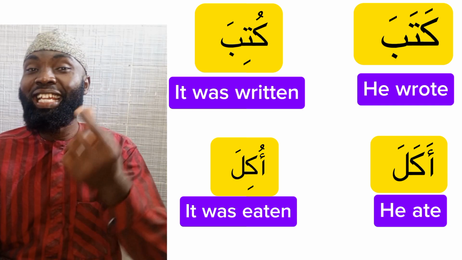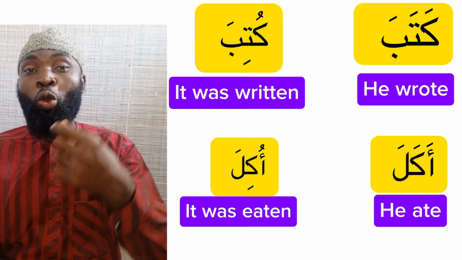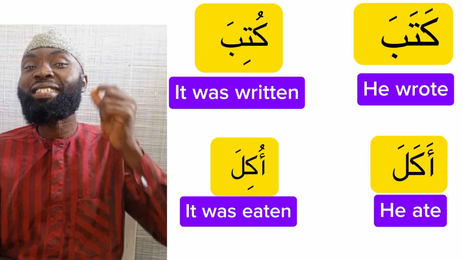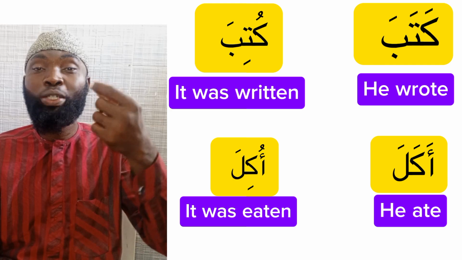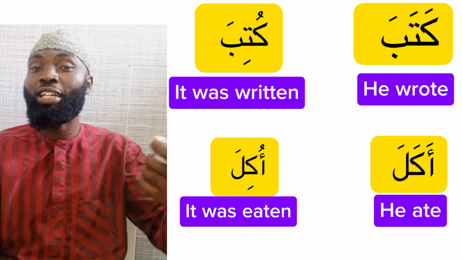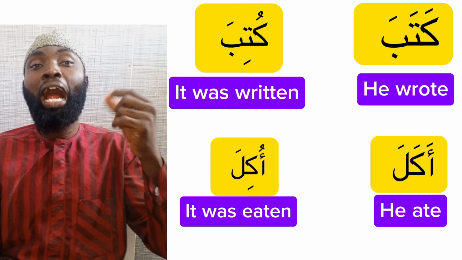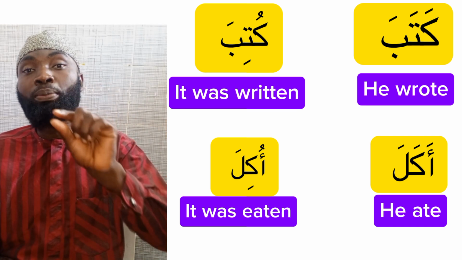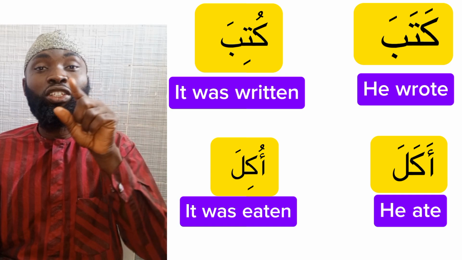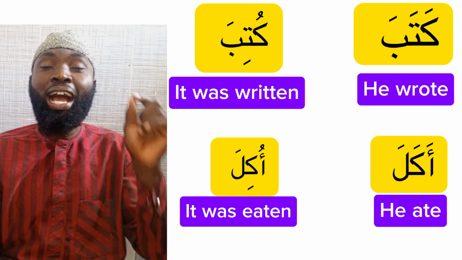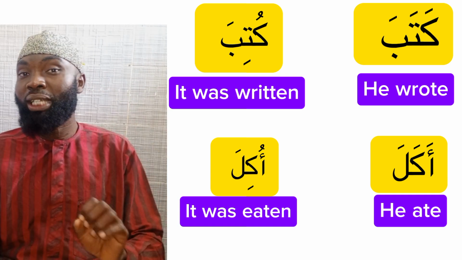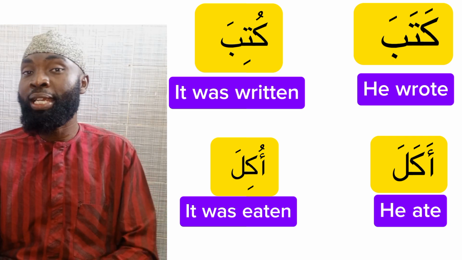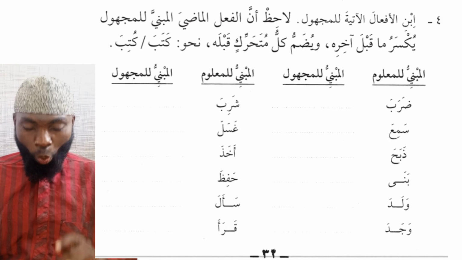However, to put this in the passive voice, I will say kutibat risalatu. The letter was written. I'm now using kutiba with the ta marbuta: kutibat risalatu. The letter was written. Here Hamid is omitted and ar-risala, which is supposed to be the object, now replaces the subject, and therefore we call this na'ibul fa'il, the deputy of the subject.